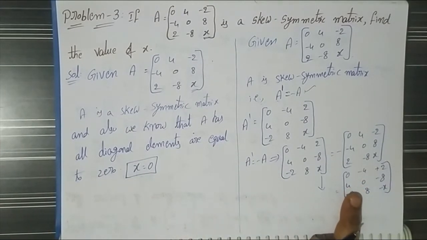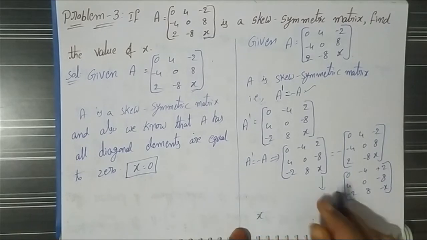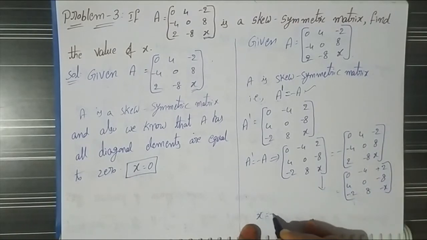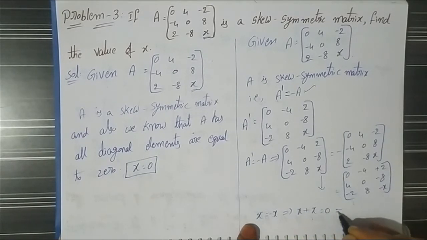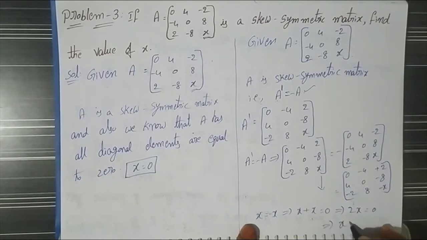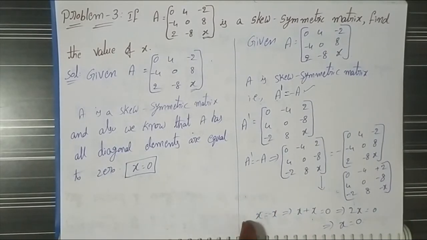If any two matrices are equal to each other, then their corresponding elements are also equal. Using that condition, we understand that x equals minus x. From this, x plus x equals 0, then 2x equals 0, and by calculation x equals 0. This is another method. We can use either method in the examination.